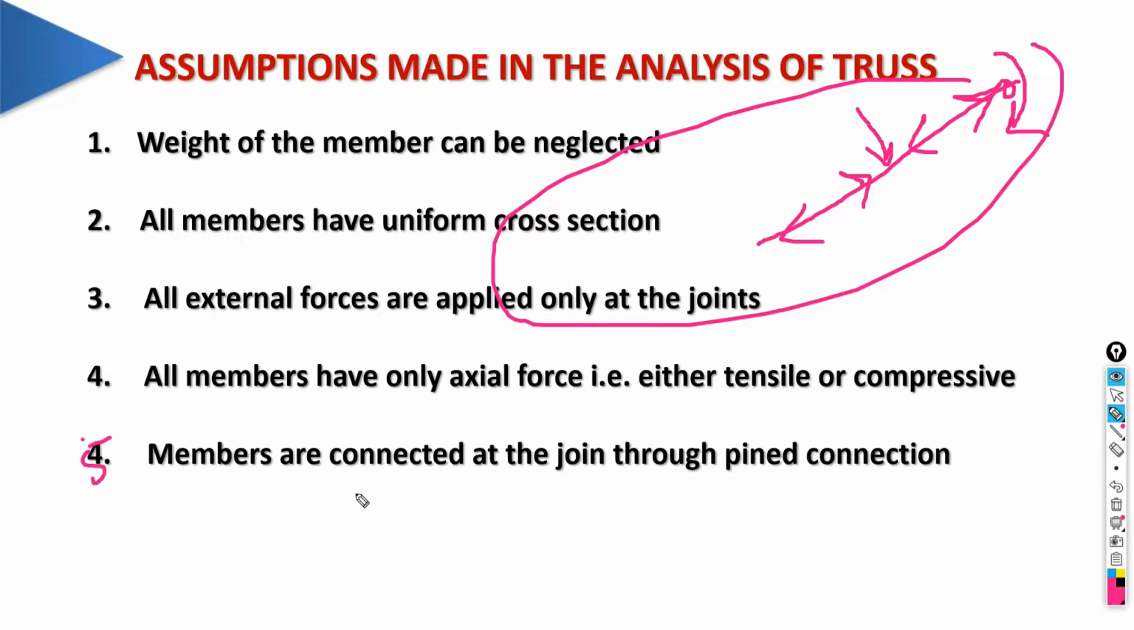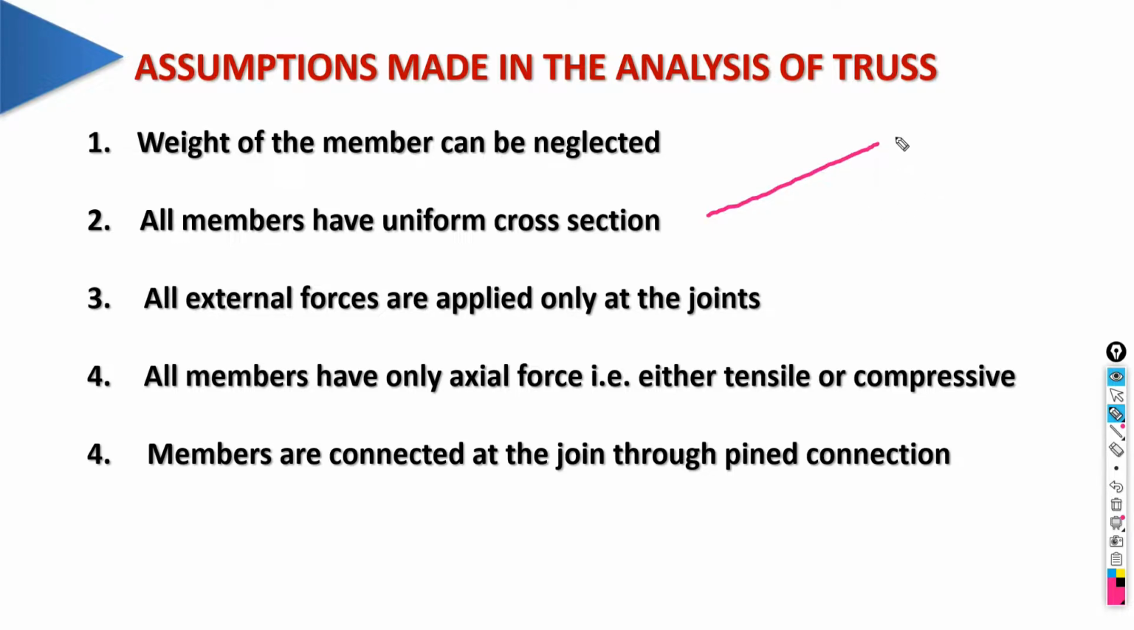And the fifth one: members are connected at their ends only, and that will be a pinned joint. A pinned joint is ensuring that this joint will not carry any moment. Remember this point: members are connected at the joint through the pinned connection. Another most important thing, try to understand.